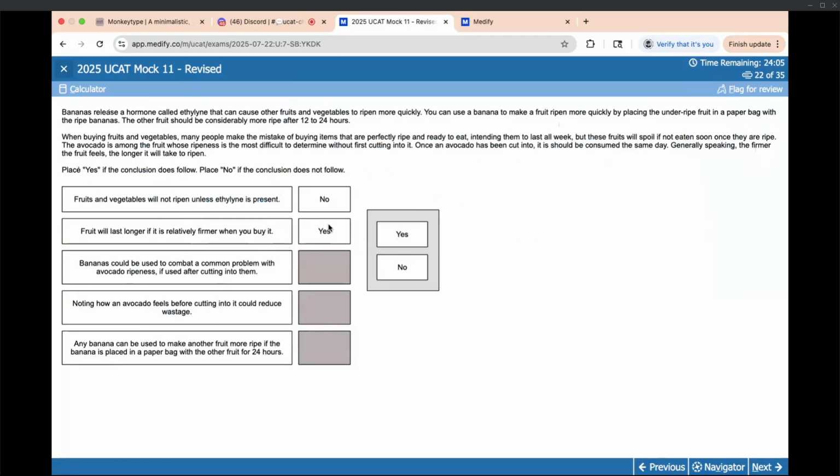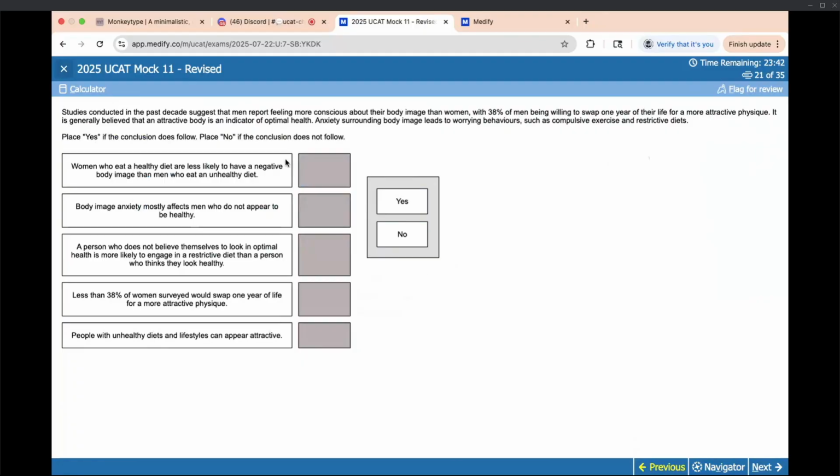Make the mistake of buying the fermented fruit though. That's true. Bananas can be used compact with prime. No, that's true. Noting how an advocate could reduce wastage. Cut into and what it should be consumed. Yeah, that's true. Any banana can be used to make a fruit. No, I don't know about any banana. It's too absolute.